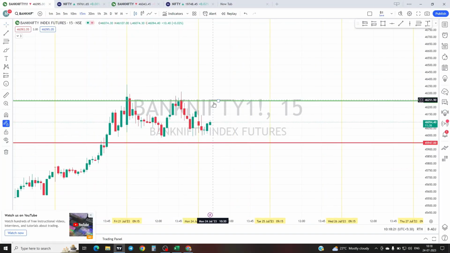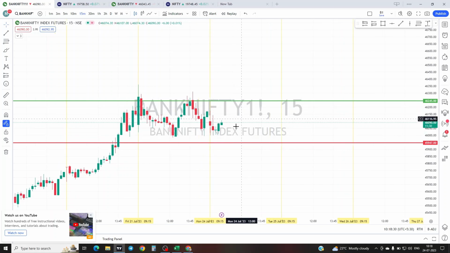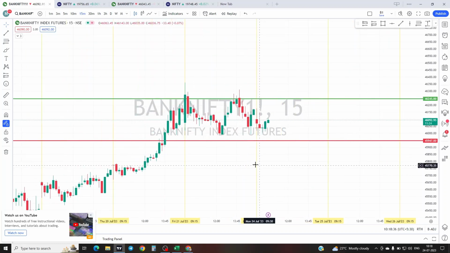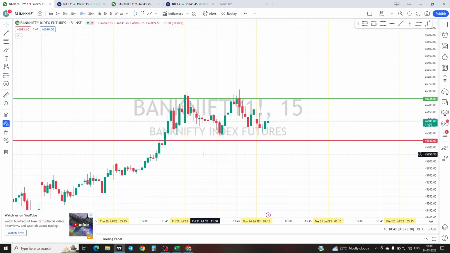Once the green color line is broken, we'll go for a call option. Once the red color line is broken, we will go for a put option. This is a live market, so we can't wait until the levels are broken. So let me give an example of the previous day, that is 21st. What happened? What were the buy sell levels generated? Let's check it out.